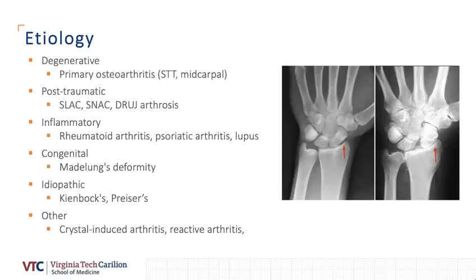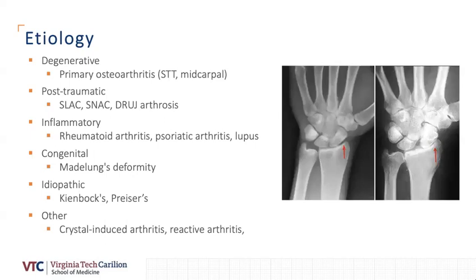So there are different etiologies of wrist arthritis. You can have a degenerative process, mostly primary osteoarthritis affecting usually the midcarpal joints. And you can also develop this as a result of a prior trauma, which leads to a predictable pattern of changes of arthritis, described as SLAC, SNAC, or DRUJ arthrosis. It can also be an inflammatory process as seen in rheumatoid arthritis, psoriatic arthritis, or lupus.